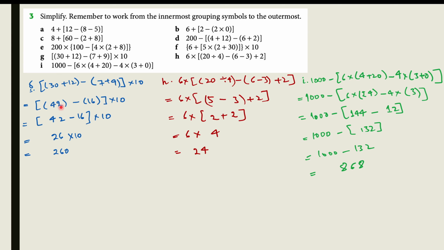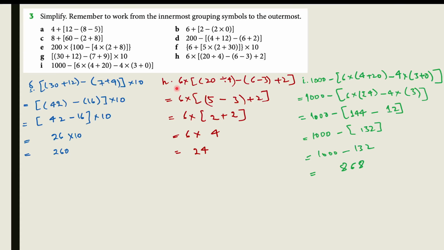Now in the square brackets, we have 42 minus 16. 42 minus 16 is equal to 26. We have solved the square brackets as well. So 26 multiplied by 10 is equal to 260.